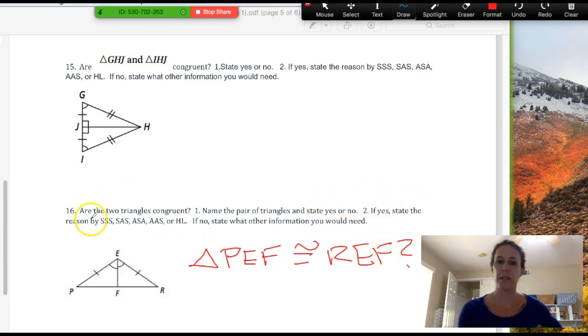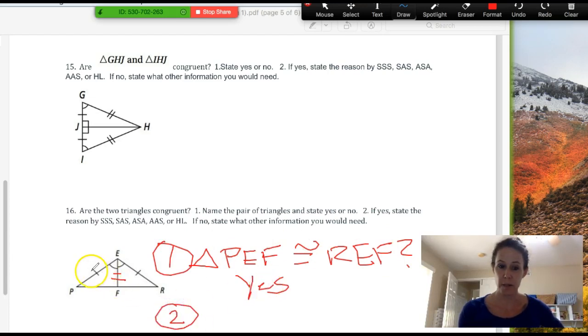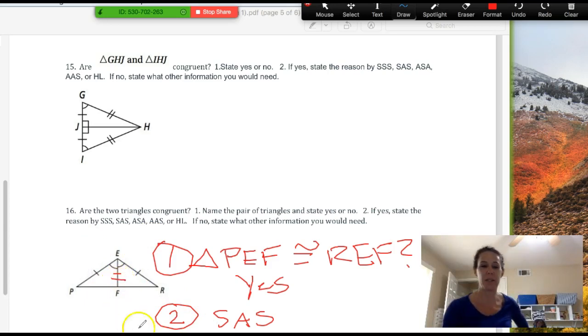Are they congruent? If yes, state the reason. If no, state what else you would need. So we've got here, these base angles are congruent right here. And we know these angles are congruent, and we know this is congruent to itself. So I would have angle, side, angle. So I'm going to say yes. Here's number 1. These triangles are congruent, yes. And part 2, the reason? I think I said angle, side, angle, and I meant to say side, angle, side. Anyway, side, angle, side would be the reason that they're congruent.